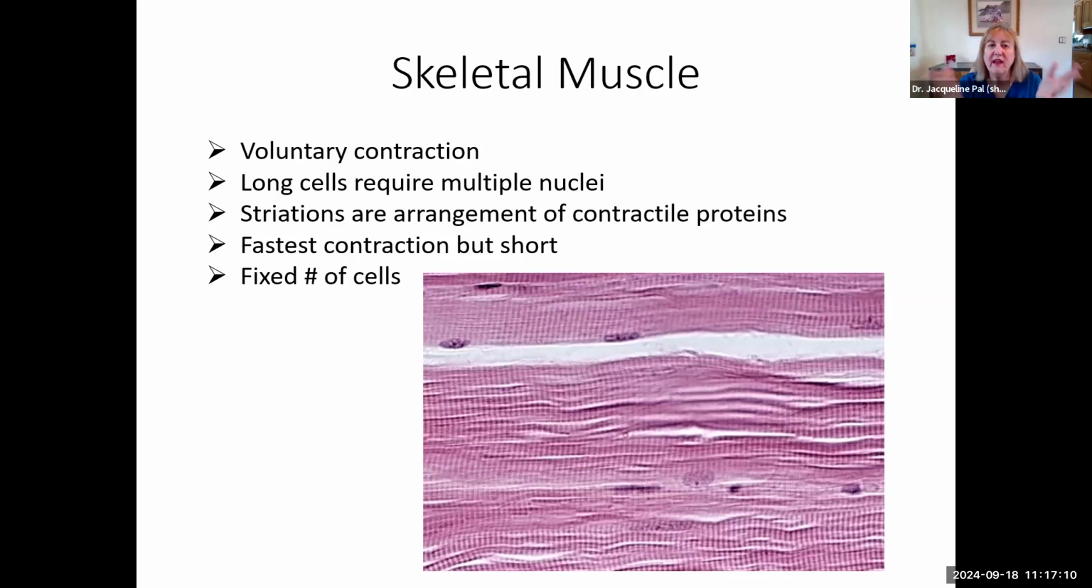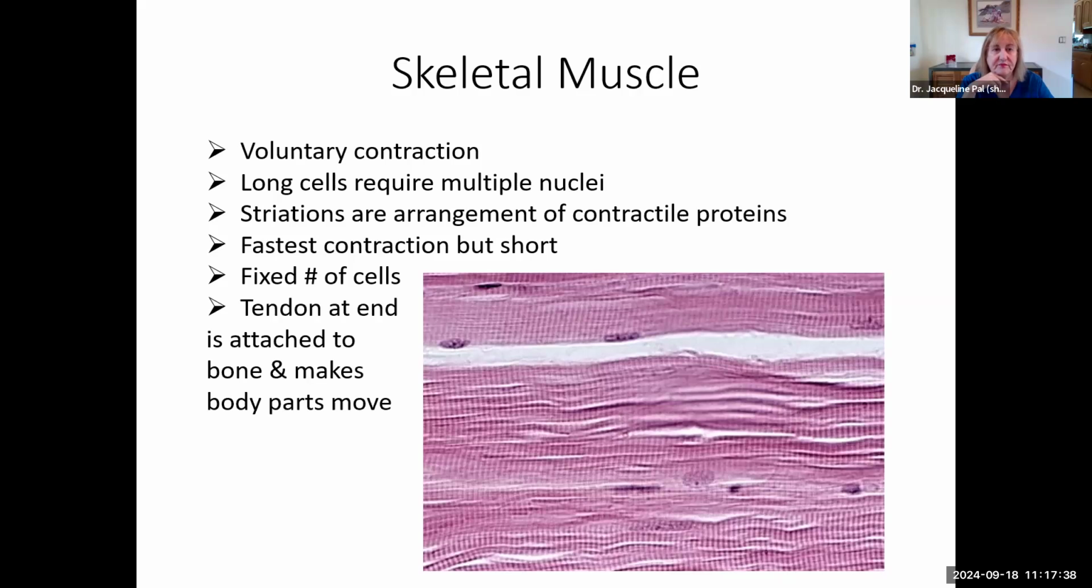Okay. And we have a fixed number of cells. So you're going, but Dr. Powell, when you do crunches or when you work out in your gym, you get the big bulges. Yeah, that's because each cell is getting bigger, just like with those adipocytes. And then when you quit working out, the cells shrink. Same thing happens. Fixed number of cells. You are not increasing the number of cells.